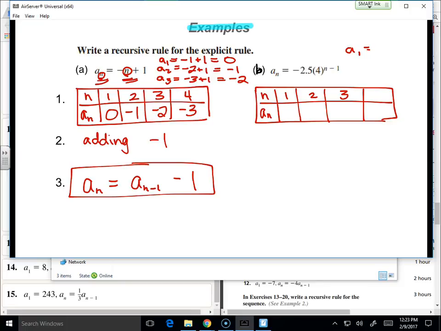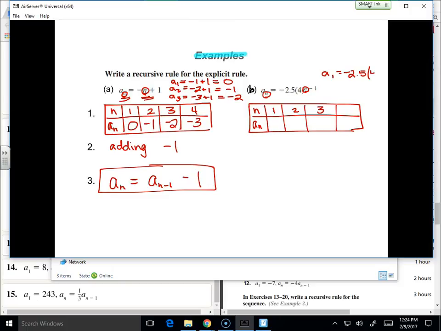If we plug in for n equals 1, we have to plug in here, right? What would be negative 2.5 times 4 to the 1 minus 1? Well, what is 1 minus 1? 0. What's anything to the 0 power? 1. Some of you might need to show more work than others, but when we plug in, we end up with just negative 2.5.